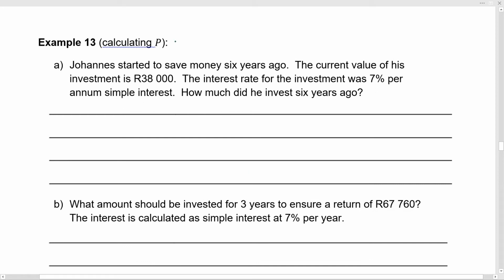So what we're actually going to be doing there is we're going to be using some of our grade 8 skills, and we're going to solve for P as the unknown in the equation. Okay, let's have a look at how those go in terms of words. Johanna started to save money 6 years ago. That's clearly our time period. The current value of his investment.